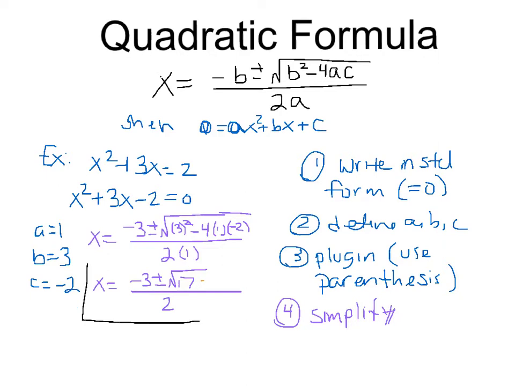So here our answer is going to be that x is equal to 3 plus or minus the square root of 17 over 2, which again is still 2 answers. One answer is 3 plus the square root of 17 divided by 2. The other answer would be 3 minus the square root of 17 divided by 2.